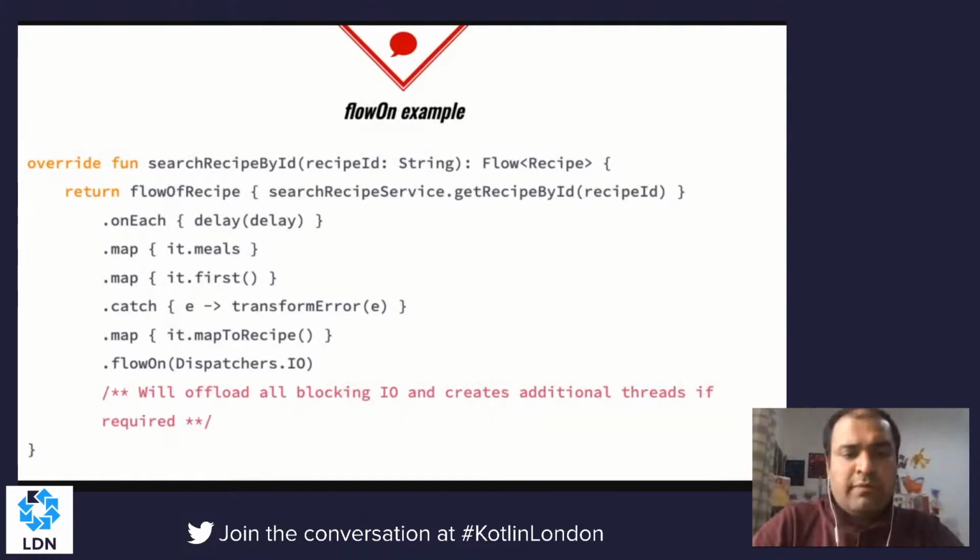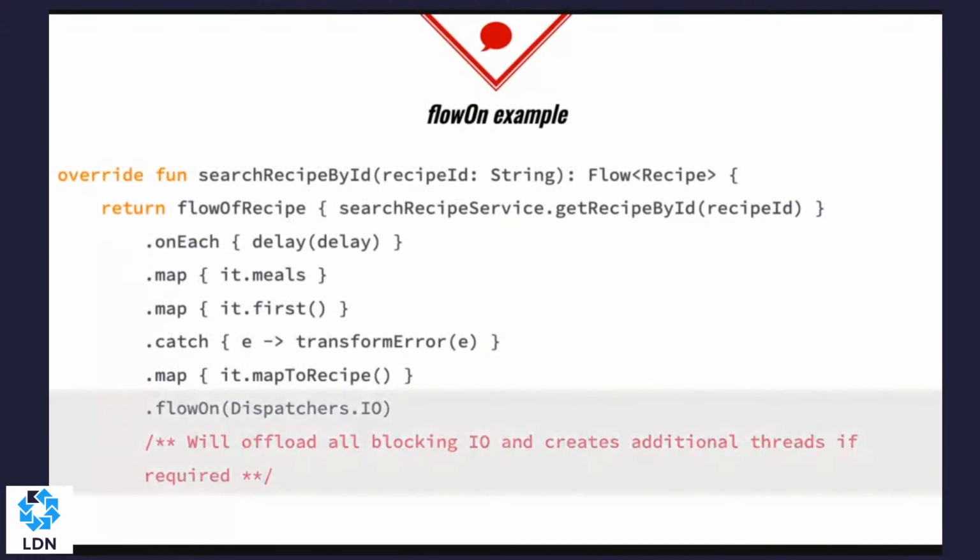If you see the code, maybe you can visualize it more. So here is a piece of code. I have called the flowOn function at the end, saying I want to execute this flow on an IO thread. It will offload everything that has blocking behavior to an IO thread, which is a non-blocking thread. This is how it would be managed, and anything above the flowOn operator will be executed in the IO context of your coroutine.